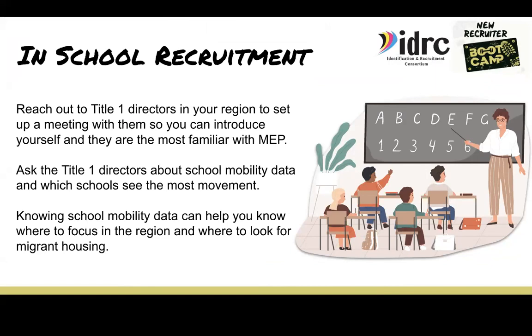Ask the Title I directors about school mobility data and which schools see the most movement. Title I directors are going to be able to know which schools have the most students coming in and out. Knowing the school mobility data can really help you know where to focus in the region. If you know that one school has a lot of students coming in and out, more than any of the other schools, you want to focus on the area around that school to possibly look for migrant housing where migrant workers might be living, since people are coming and going from that area.